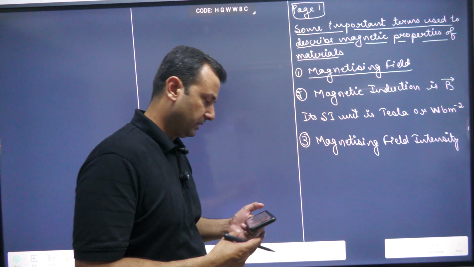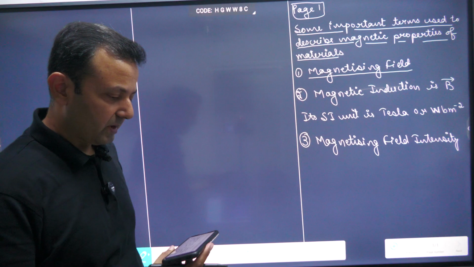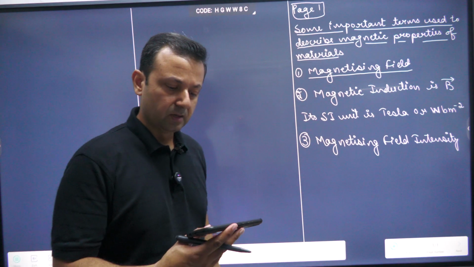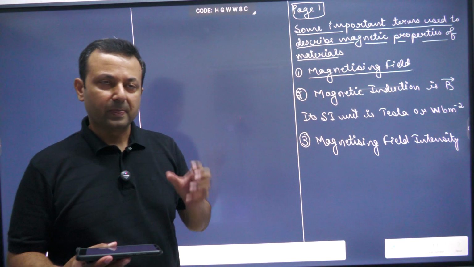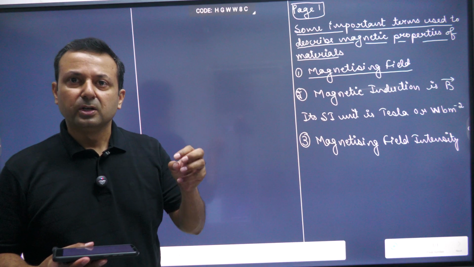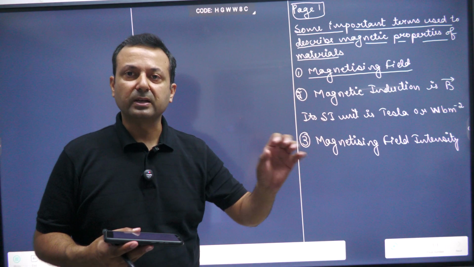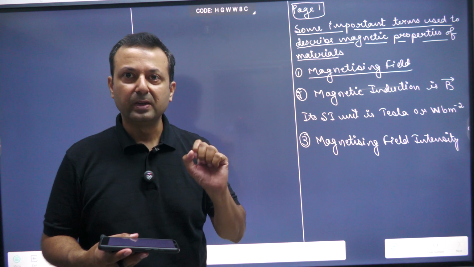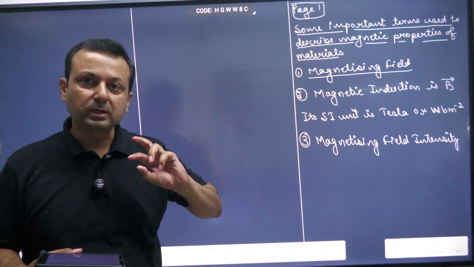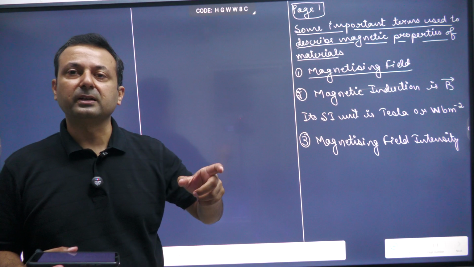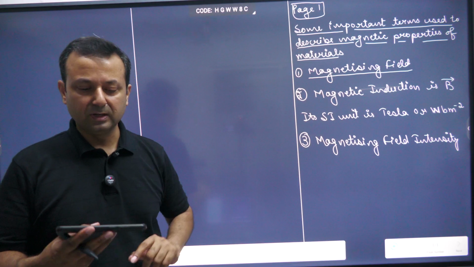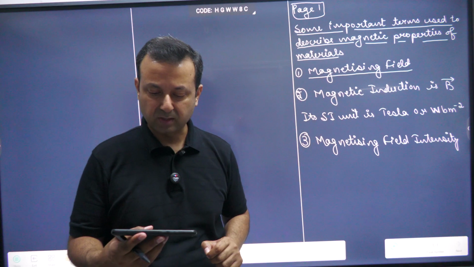Third is magnetizing field intensity. The ability of magnetizing field to magnetize a material medium is expressed by a vector H vector called magnetizing field intensity. Magnetizing field is that field which produces magnetism in a magnetic material. And how strong is that magnetizing field? What is the ability of that magnetizing field to magnetize a material? That is called magnetizing field intensity and it is represented by H vector.